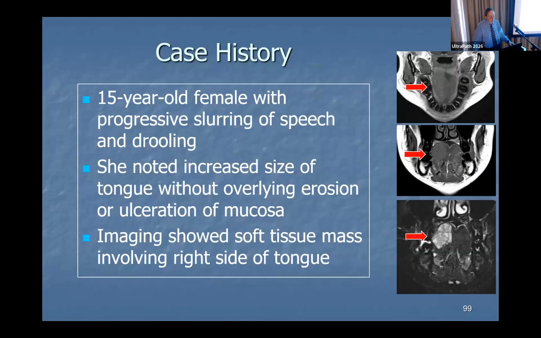Okay, we're going to move on to this case. This is a 15-year-old female with progressive slurred speech and drooling. She noted increased size of her tongue without overlying erosion, ulceration, or mucosal change, and the imaging is seen here. She had a very large mass involving the right side of her tongue.